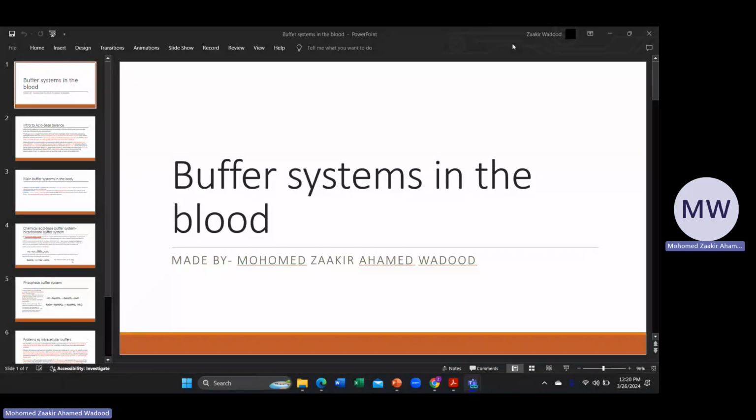My name is Zakir Wadood, and today I'll be talking about the buffer systems in the blood. Essentially, this is part of a broader topic known as acid-base balance, but in and of itself, it's not too much. As always, I've highlighted what I think are the most high yield and important points in red. So, without further ado, let's get straight into it.